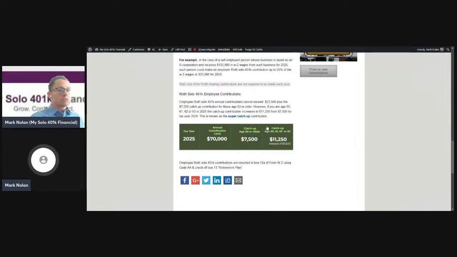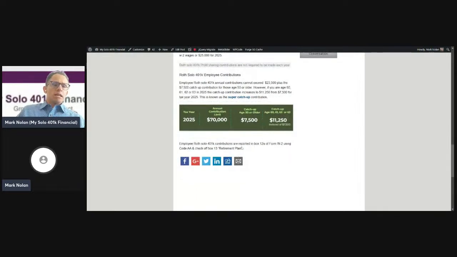And that's on top of the $23,500 contribution. No, you can't also do the $7,500. It's either the $11,250 or the $7,500 for those who are age 60, 61, 62, or 63. And those who are age 50 or older qualify automatically for the $7,500 catch-up contribution. The reason we lumped the catch-up contributions under the employee contribution category is because it's technically an employee contribution as well.